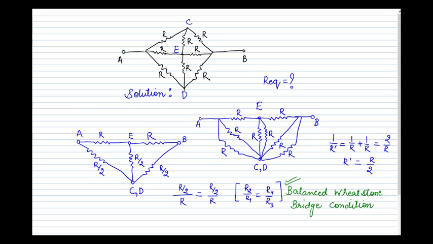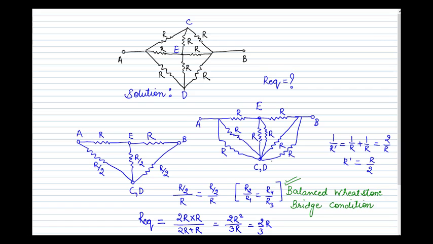So if this condition is satisfied, then just like the previous numerical, we can write down the equivalent resistance. So what is the equivalent resistance? Here R plus R is 2R, and here R by 2 plus R by 2 is R. So 2R multiplied by R upon 2R plus R. So this is 2R squared upon 3R. One R cancels out, so this is 2 by 3 of R. That was the equivalent resistance.